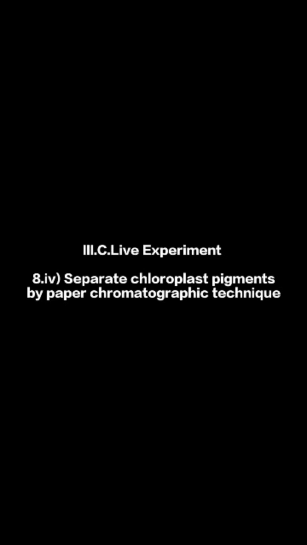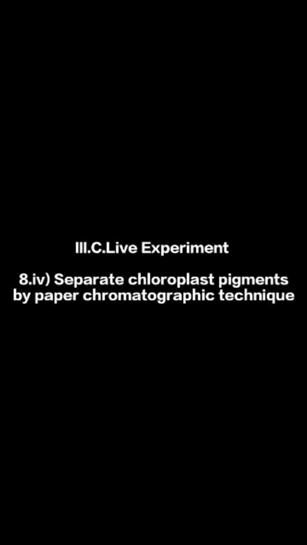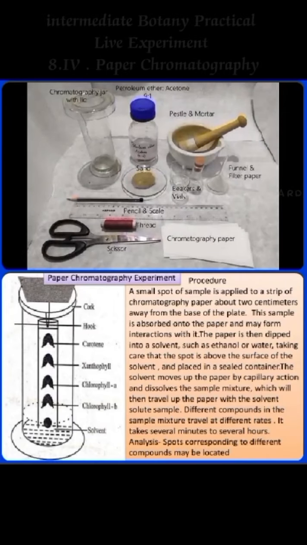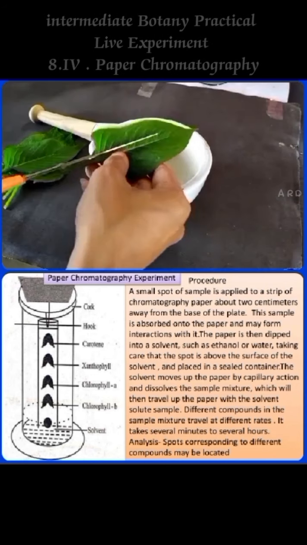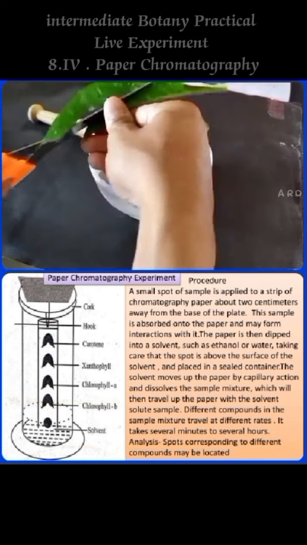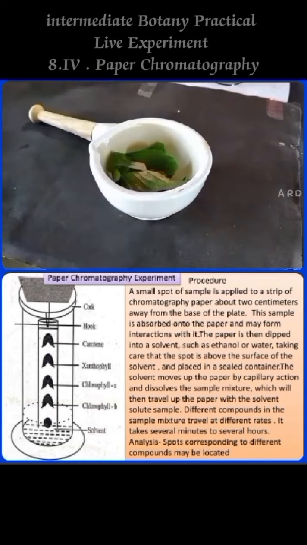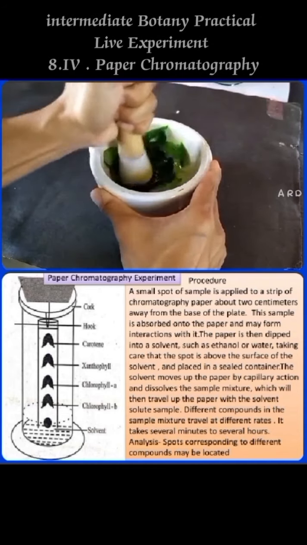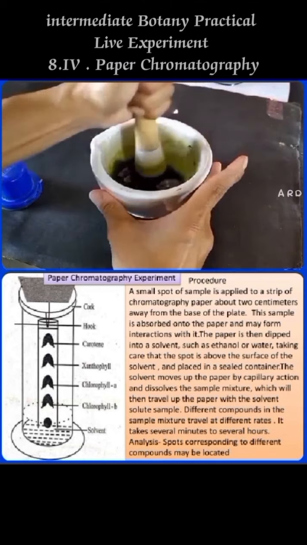Experiment 8.4: Separate the chloroplast pigments by paper chromatography technique. Aim: separation and identification of leaf pigments through paper chromatography technique. Principle: the principle involved is partition chromatography based on counter current distribution.